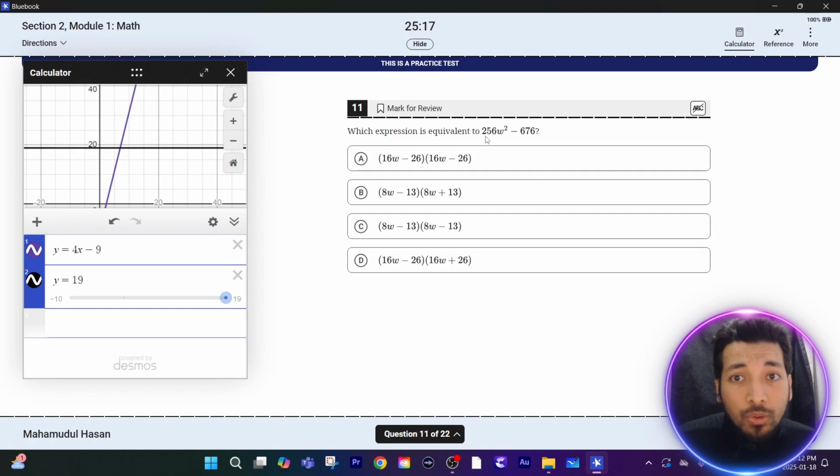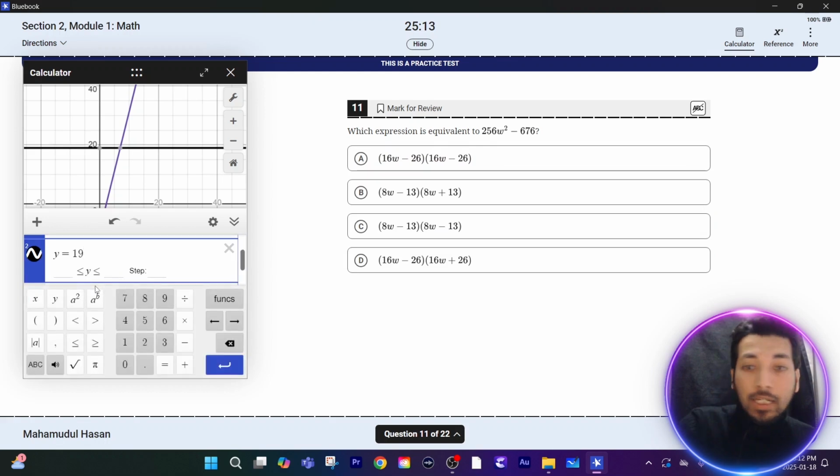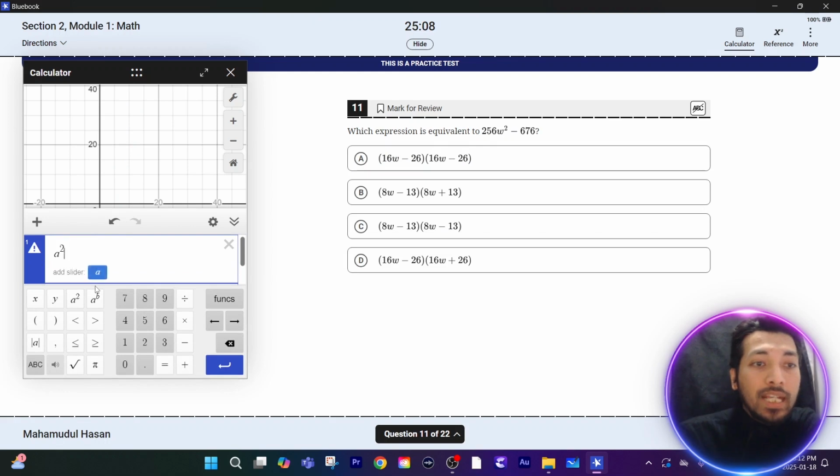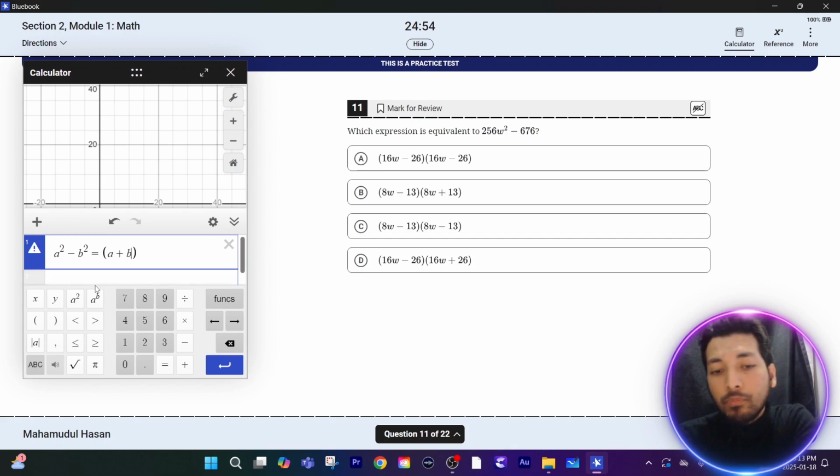Which expression is equivalent to 256w square minus 676? Now this problem is basically an extension of a square minus b square, a popular algebraic formula. This is a special formula from algebra, and if you want to factor this, it's a plus b times a minus b. So basically you just take the square root of a square and the square root of b square to get a and b.